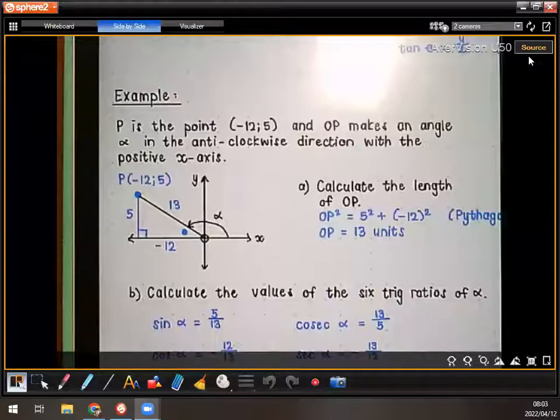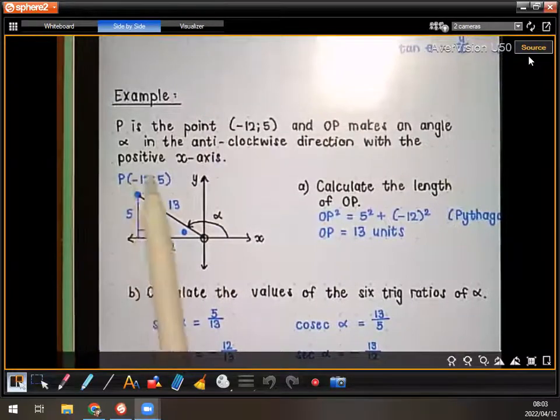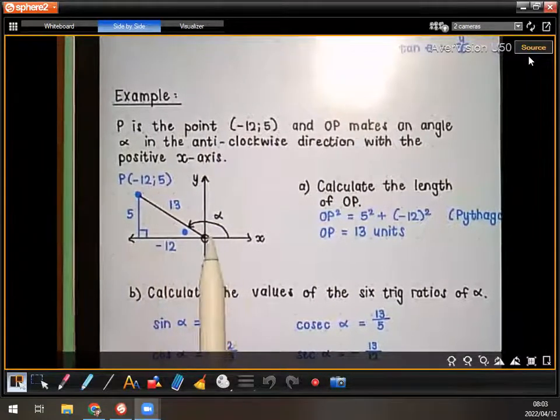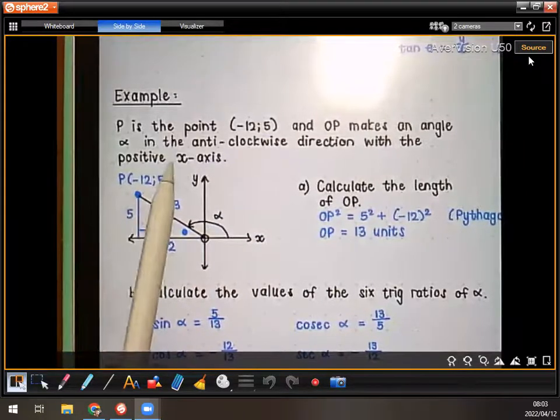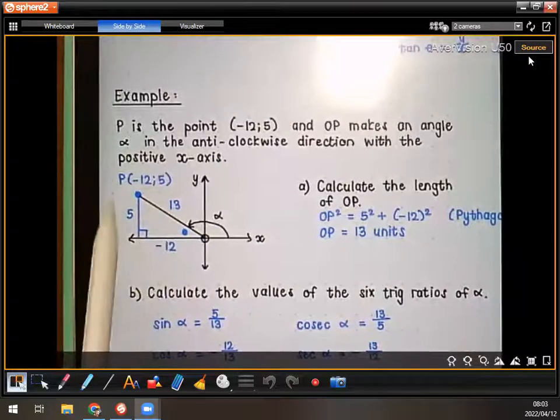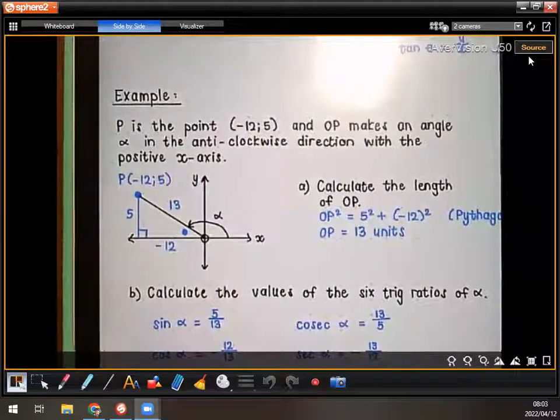Okay, so we drew that diagram using the point that they gave us, then we put in our right angle triangle. All right, we remember that the x coordinate is the x length, but because it is on the negative side of the x axis, we have to put in negative 12 there. All right, that's very important. Then the y coordinate is the y length, the length along the y axis, so that was 5.